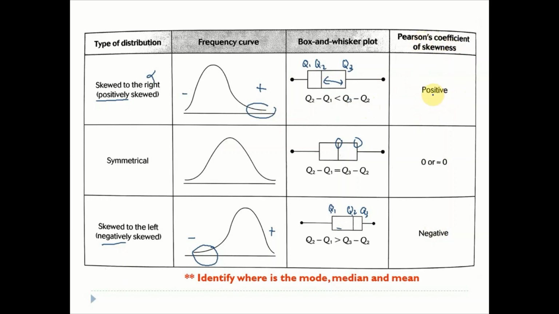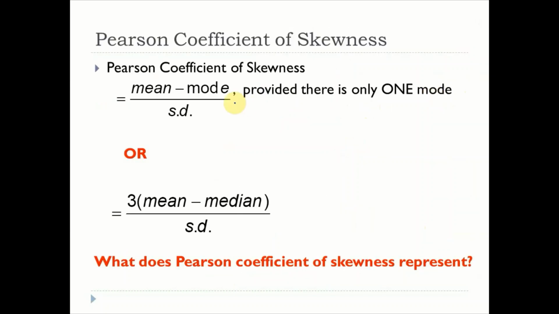So the formula for Pearson coefficient of skewness ada 2. Either you want to use mean minus mode divided by standard deviation, provided there is only one mode. Ada data kadang ada 2 mode, so you cannot use this one. Or another formula is mean minus median divided by standard deviation. So usually which one you choose is based on your question. Kalau soalan tu suruh cari mode, they ask you to use this one. Kalau soalan suruh cari median, they ask you to use this one. Kalau dia tak bagi mana-mana, you can choose either one.